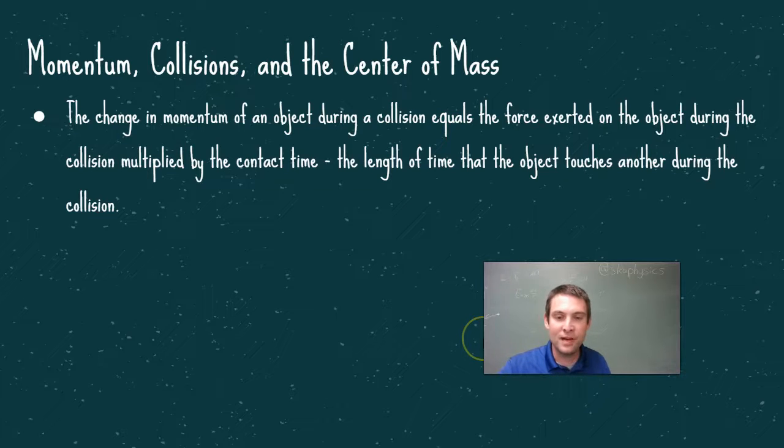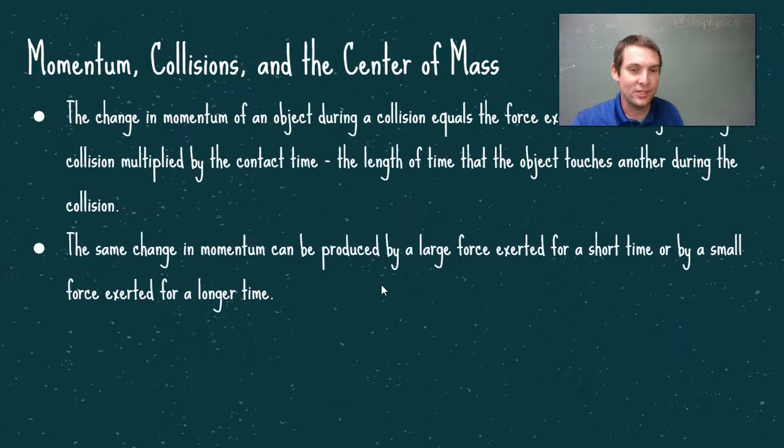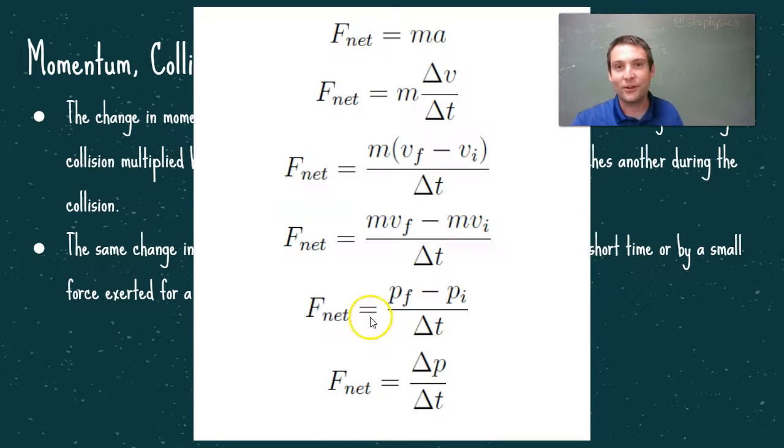The change in momentum of an object during a collision equals the force exerted on the object during the collision multiplied by the contact time, which is the length of time that the object touches another during the collision. The same change in momentum can be produced by a large force exerted for a short time or by a small force exerted for a longer time.